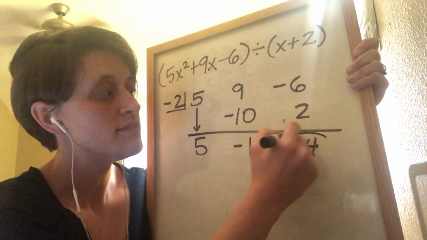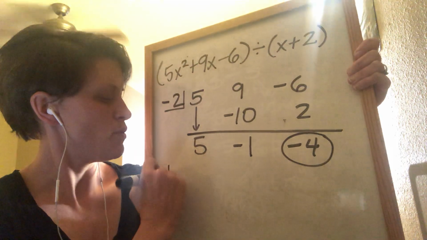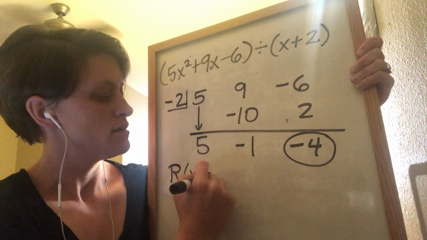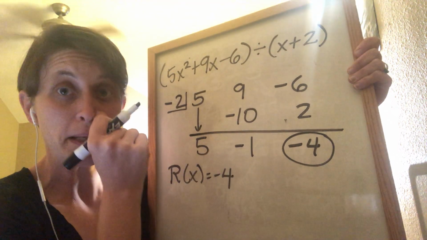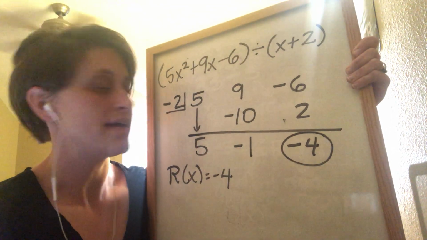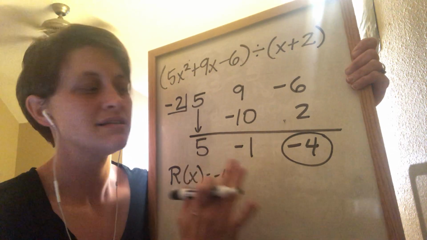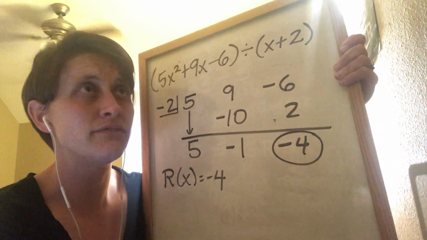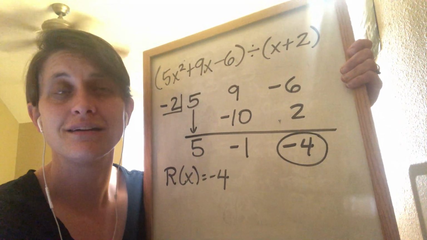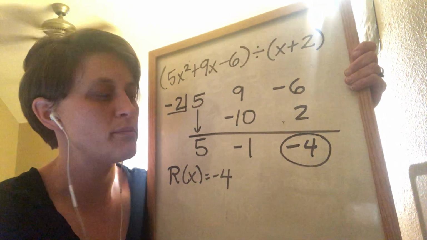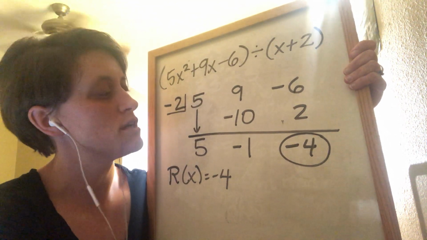So first, this number out here is always the remainder. So our remainder polynomial here is -4. It's always going to be your last number. This looks a little weird to us. This is not something we ever get, I don't think, whenever we're dividing actual numbers. We never get a negative remainder. It's fine with polynomials though.